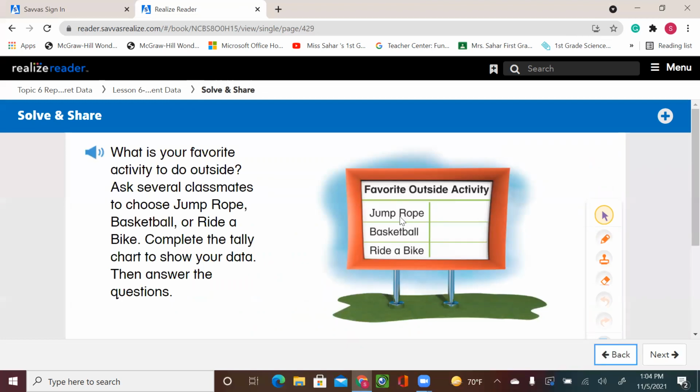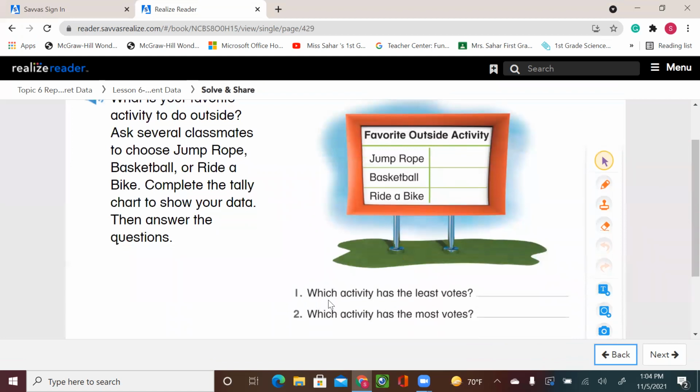All right. So if we go back to the previous page, the first activity, favorite outside activity. Now it's easy to have a survey asking your siblings or your friends, fill the gaps, and then answer this question. Which activity had the least votes? Like the activity that got fewer kids as a favorite activity, and which activity had the most votes, or more children chose to have it as a fun outdoor activity. All right. That's it for today's lesson. I'll leave you with the rest of the activity. Thank you.